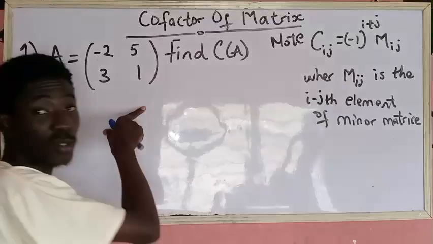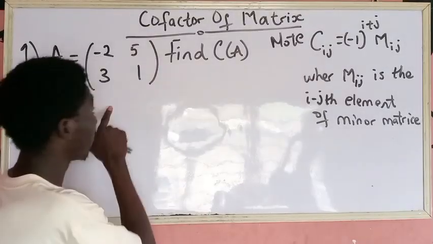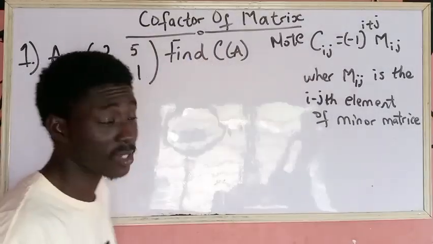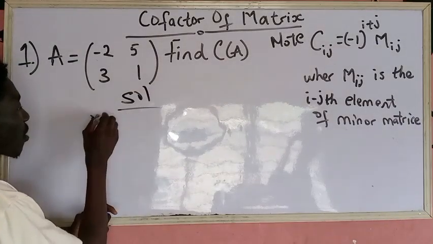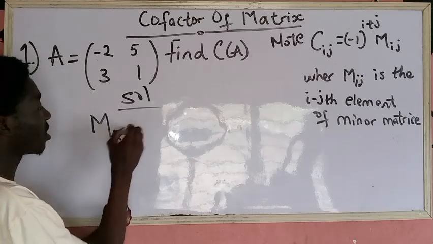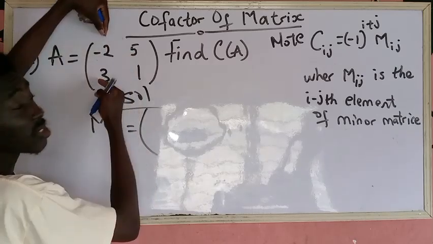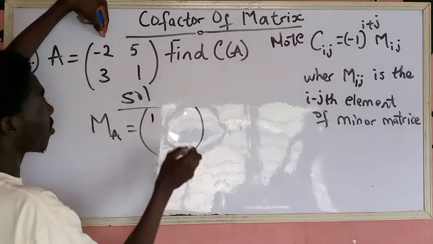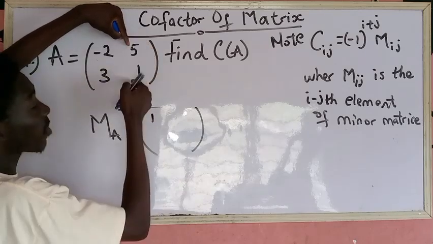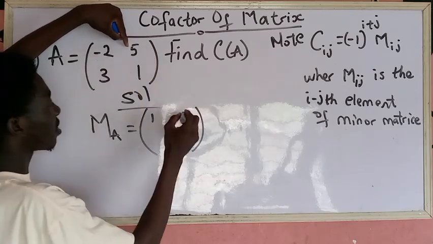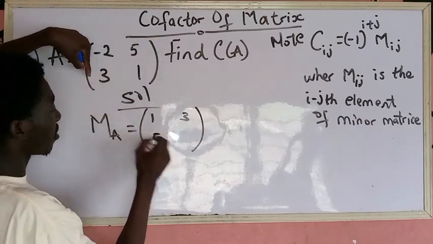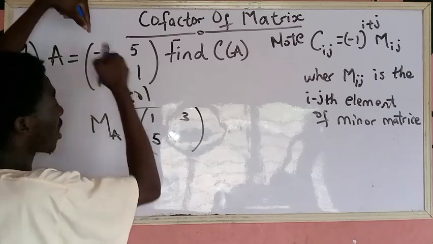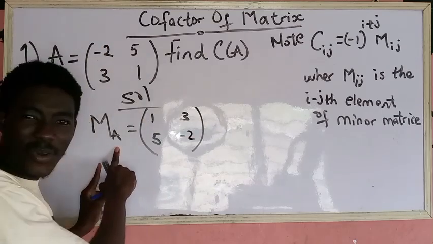So that means I have to look for the minor of the matrix first before checking out the cofactor. So what is the minor of A? For the minor of A, blocking this column and this row, I have a 1. Good. Next one, for 5, 5 blocks this column and this row, I have a 3. Next, 3 blocks this column and this row, I have a 5. 1 blocks this column and this row, I have a minus 2.